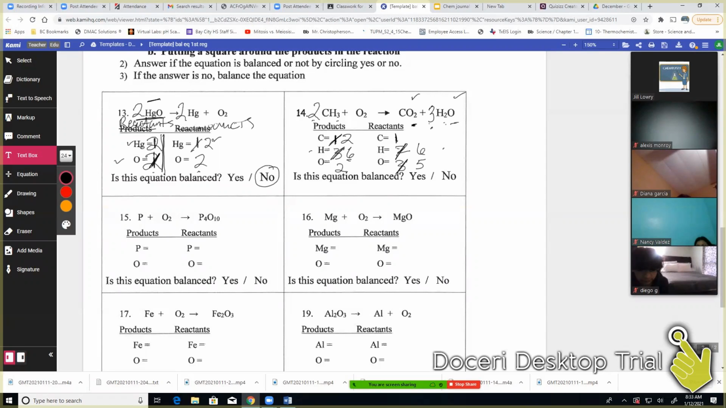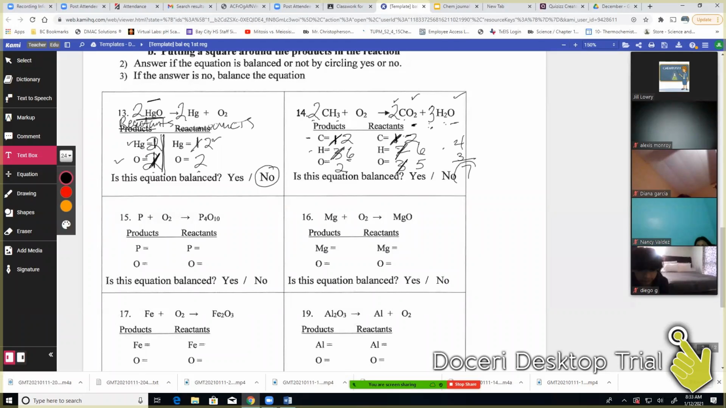All right, so let's go back up to this carbon. I have 2 carbon here, but only 1 here. So what kind of coefficient do I need to put to change that to 2? What coefficient do I need to put right here so I'll end up with 2 carbon? 2. So if I put that here, now I have 2 carbon. Now let's see how many oxygen we have. 2 times 2 is 4, plus another 3 here for a total of 7.